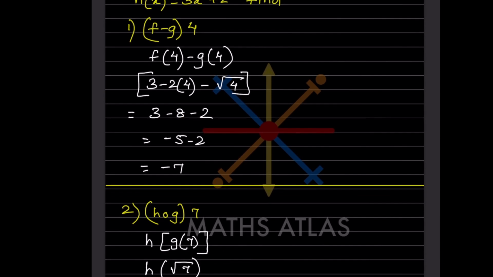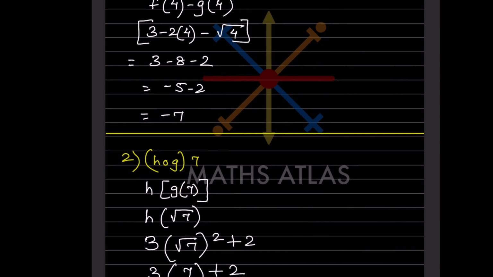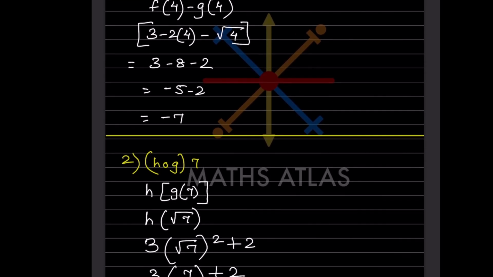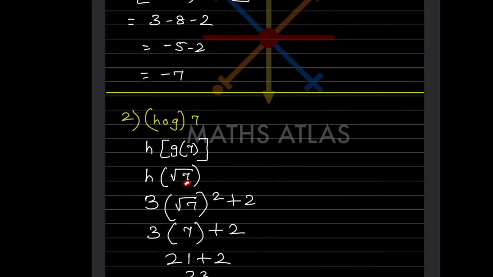Now here when we write this is h of g into this x. So here you can also write h of g of 7. So now you will look for this g, that is root of x. So in place of that x you are going to write here root of 7. So now again what will you look here for h of root of 7.